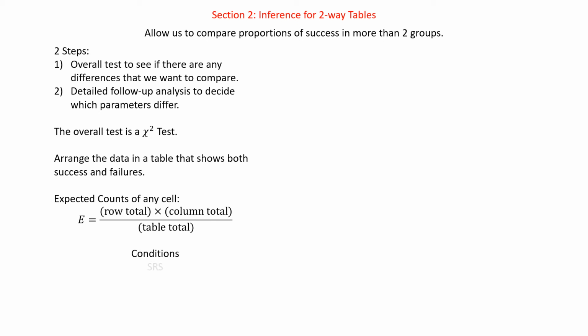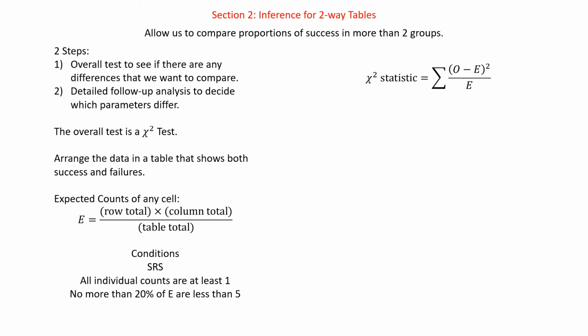Conditions, again: SRS, all individual counts are at least 1, and no more than 20% of the expected are less than 5. So sometimes, I mean, it might be close, but ideally that's what you have. Sometimes though, the data you have to work with is low and you just have to do what you have to do, but that's really where we want to be with that.